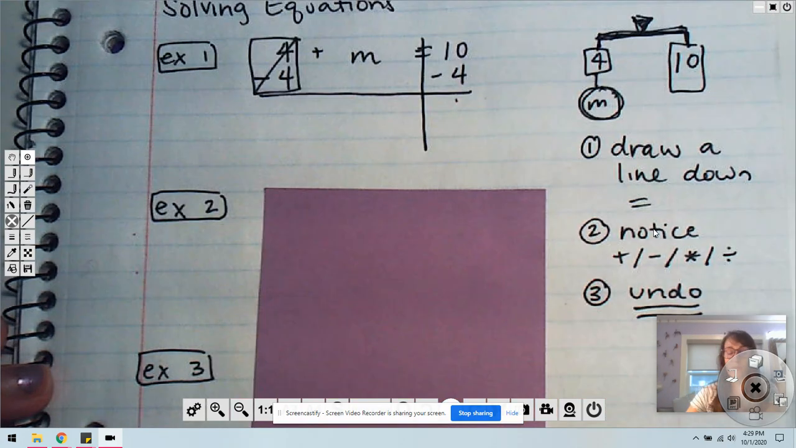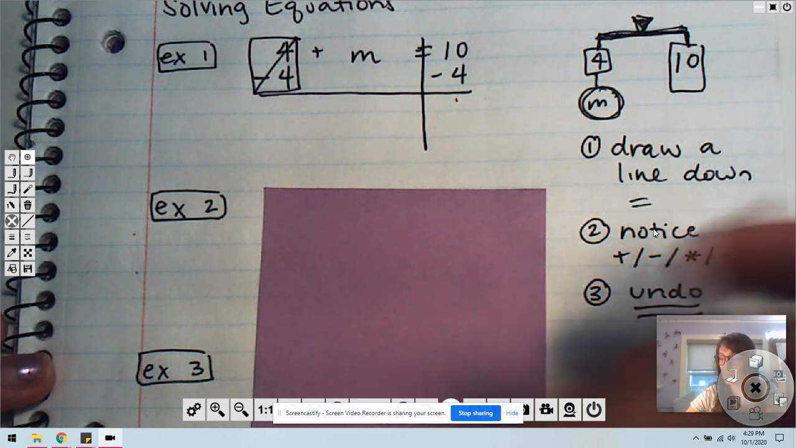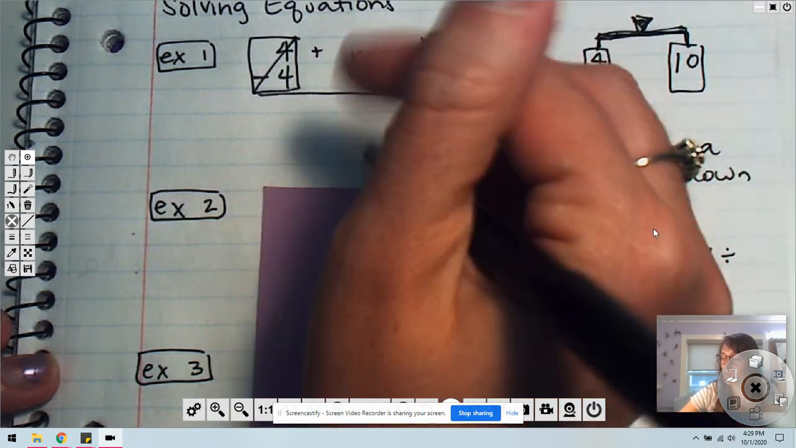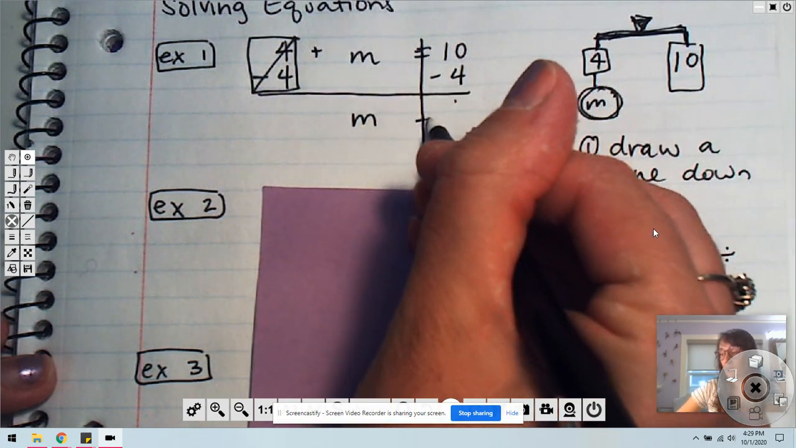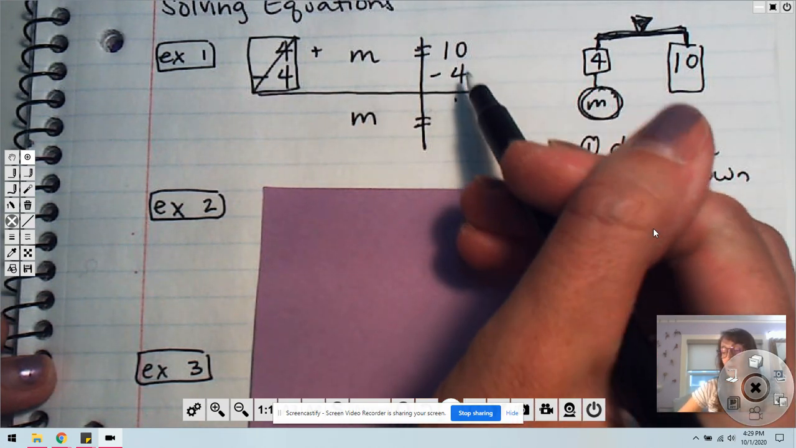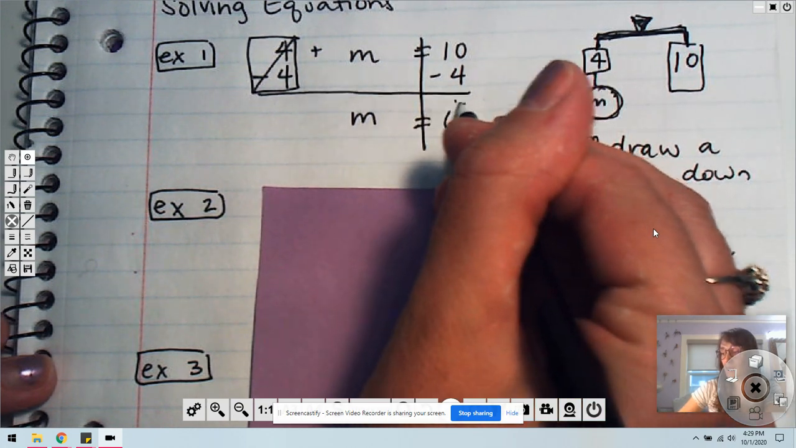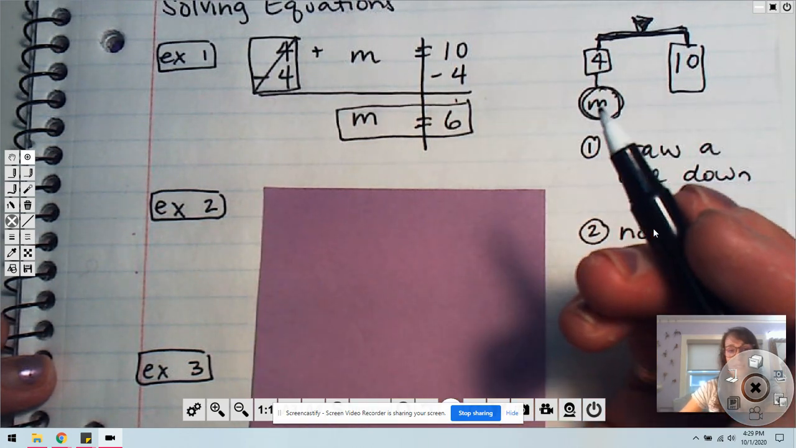Positive 4 and negative 4 are opposites. They cancel out and make 0. Now, all that I'm left with on this side of my scale is m. 10 take away 4 is going to be 6. That means my final answer is m equals 6.